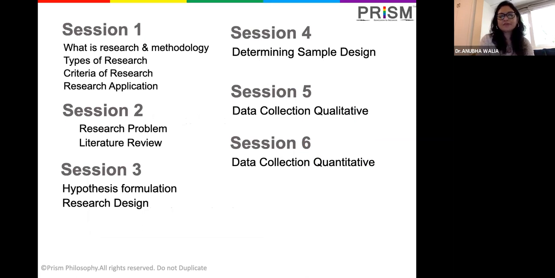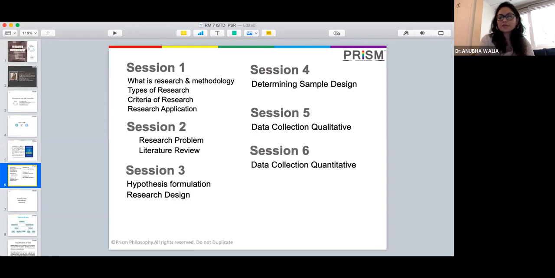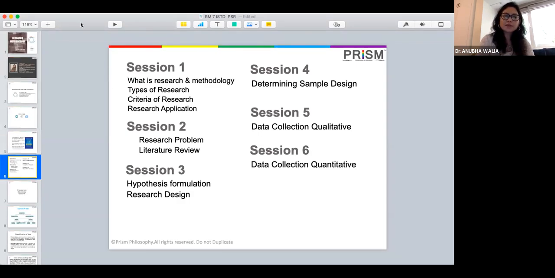To quickly revisit, we have done 6 sessions. Session 1 was on research methodologies, types, criteria, and research application. Session 2 focused on the research problem and literature review, with session 3 on hypothesis formulation and research design. Followed by session 4, which is determining the sample design, and session 5 with data collection from the qualitative perspective, and then session 6 on the quantitative perspective.